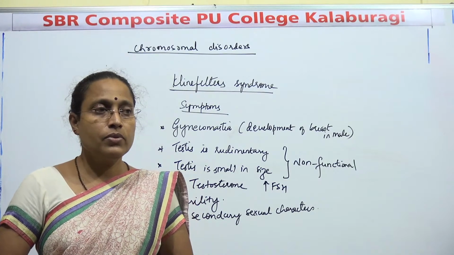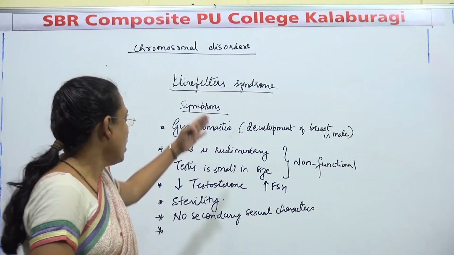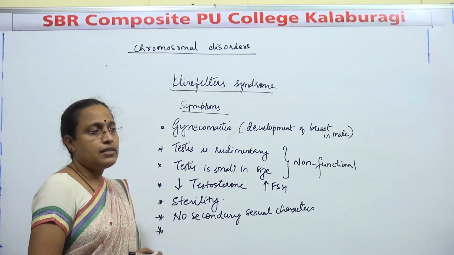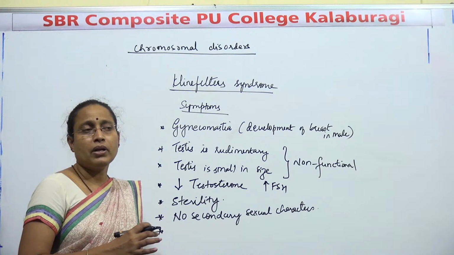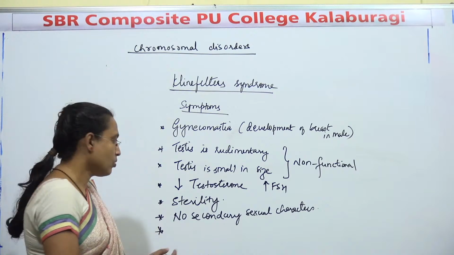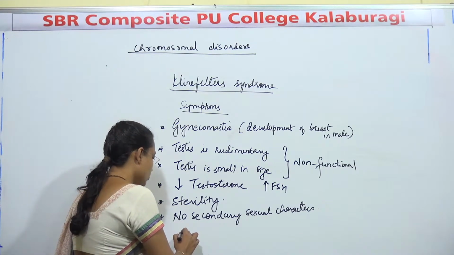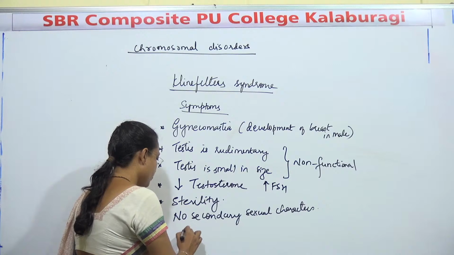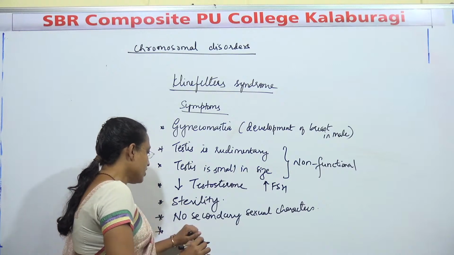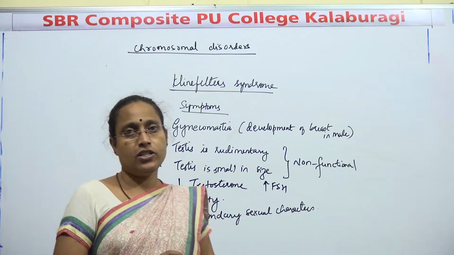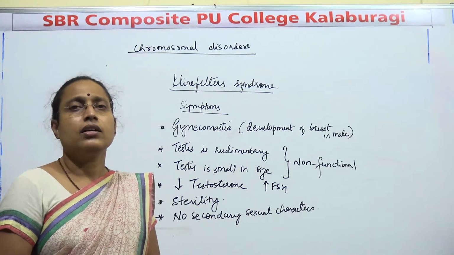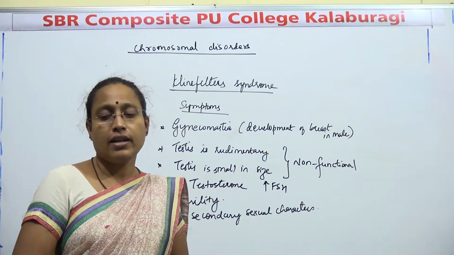When it comes to mental retardation, it is not so serious. So you can say intelligence will be average. These are some of the additional points in Klinefelter.